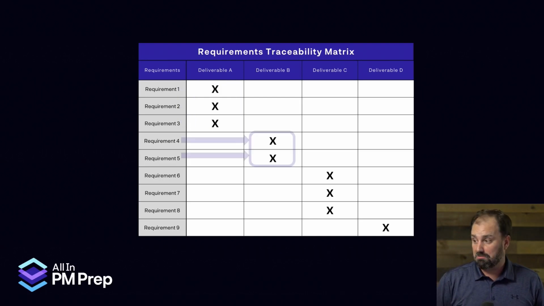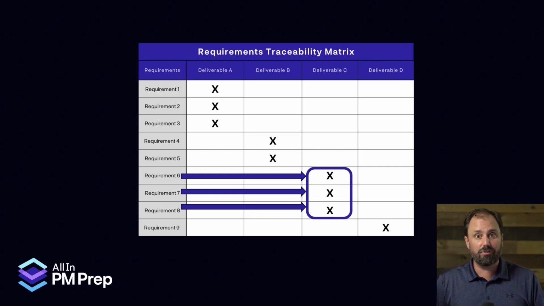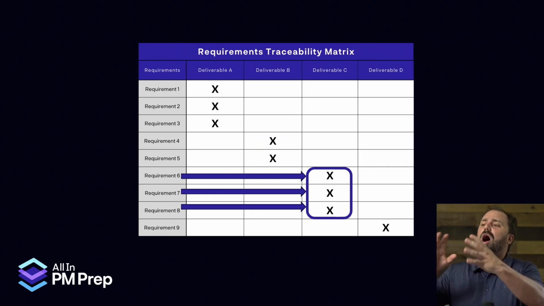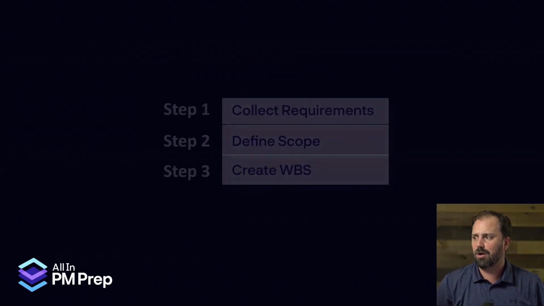it is. B gets 4 and 5. 6, 7, 8 are within deliverable C. You see how it's organized? So we can, oh, I got it. They're there. They're inside of that. I got it now. All right.